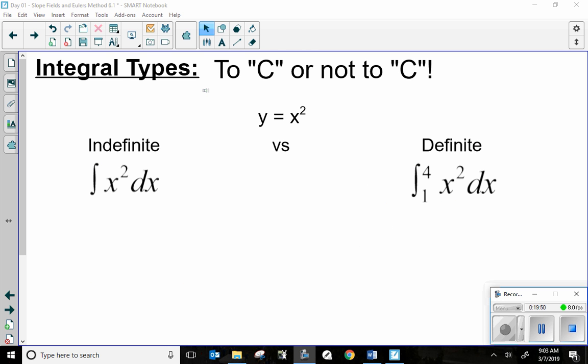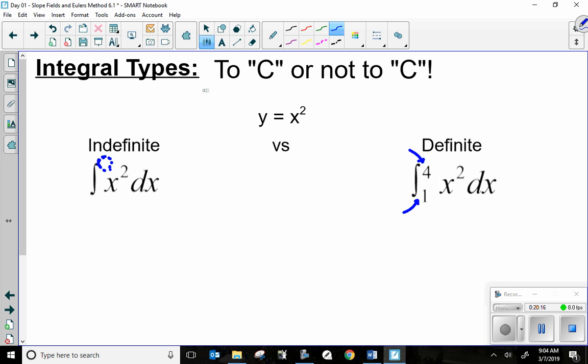All right. Before we end, I want to come back to integrations. There are two types of integrations: an indefinite integration and a definite integration, okay? The definite integration on the right here gives us these upper and lower bounds. The indefinite doesn't give us any. I'm not putting a 0 there. I'm just highlighting that there are no bounds, okay?